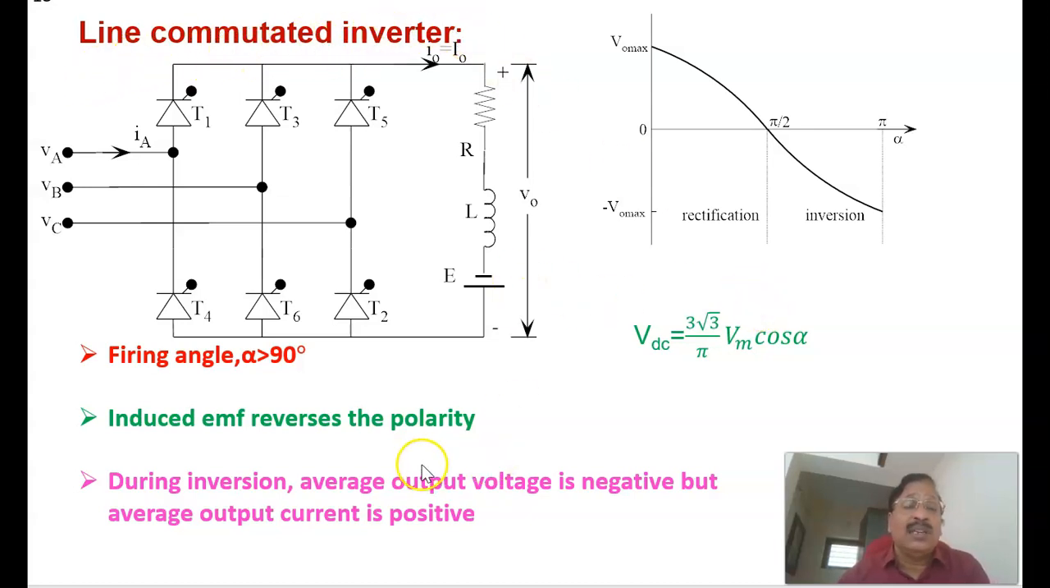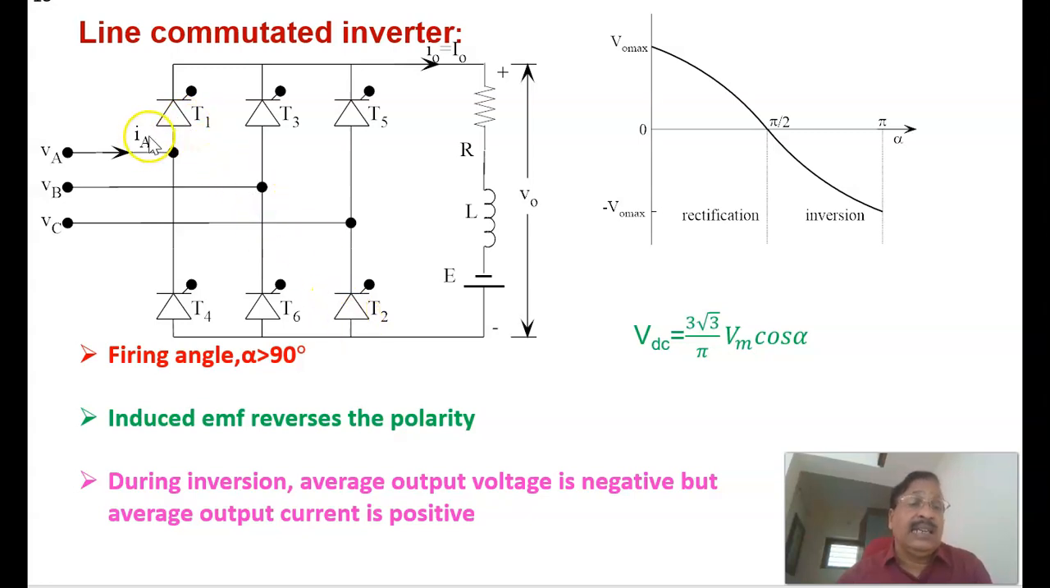Why is it line commutated? It means that the device gets commutated by the line voltage itself, because in order to turn off an SCR, you know that the current through the SCR should go below the holding current. Therefore, that mechanism is taking place because of the reverse voltage, that is when you are triggering, for example, T1. Assume that T1 and T2 are triggered.